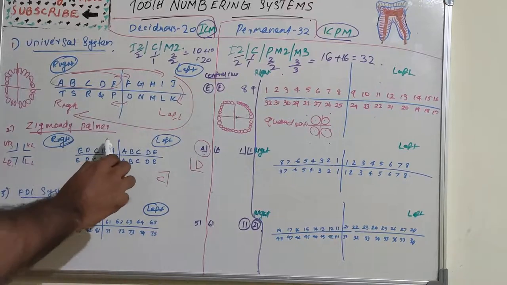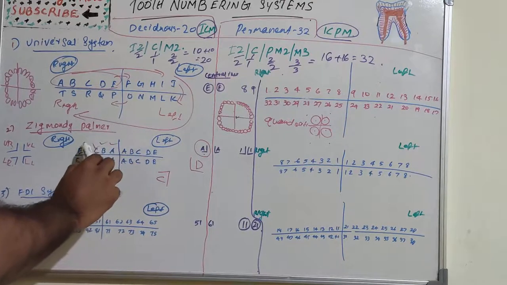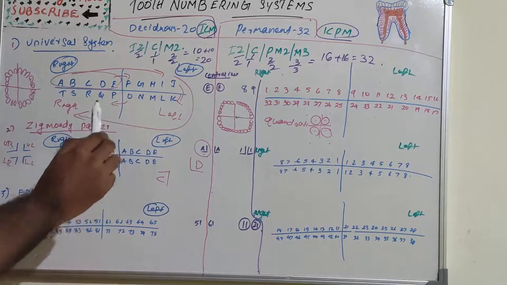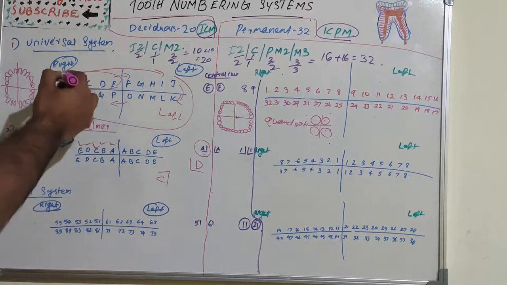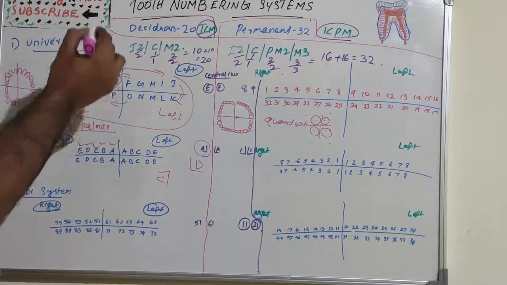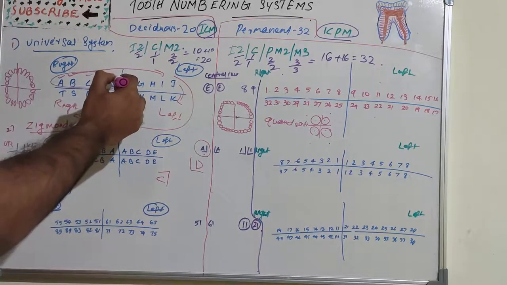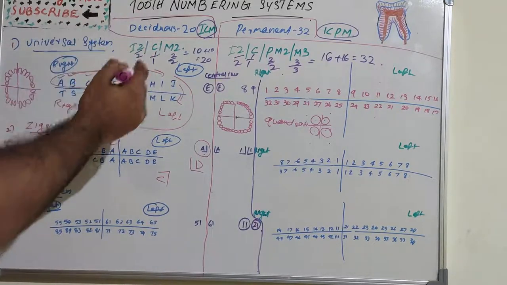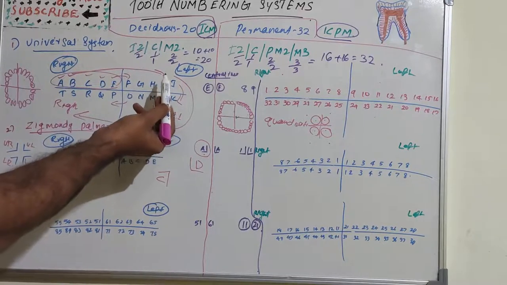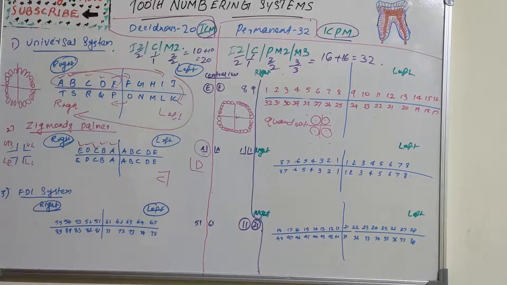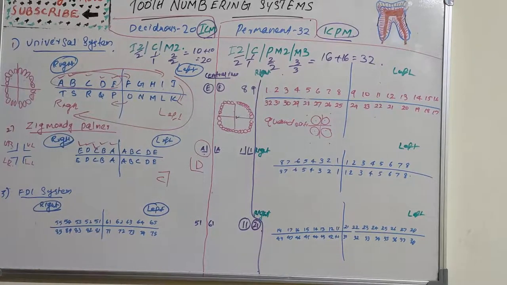Okay, so this A is central incisor, B is lateral incisor, C is canine, D is first molar, E is second molar. Just changing the quadrant here, but it is different. A is first molar, second molar, B is first molar, C is canine, D is lateral incisor, E is central incisor, and it changes. F is central incisor, G is lateral, H is canine, I is first molar, J is second molar. So similarly in universal system also it changes.